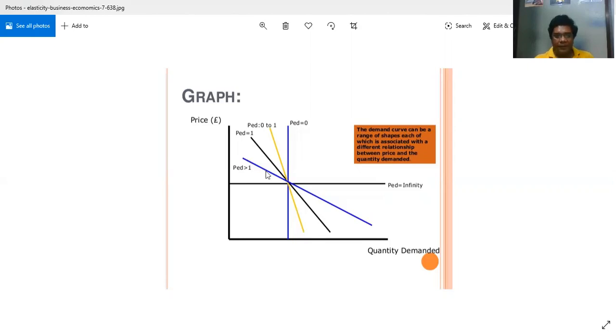The flatter one, this is the demand curve showing relatively elastic and the value is greater than 1. All right, the last one, the steeper one, this is the one showing relatively inelastic and the value is less than 1. All right, now these are the 5 types of demand curves showing 5 different values of PED.